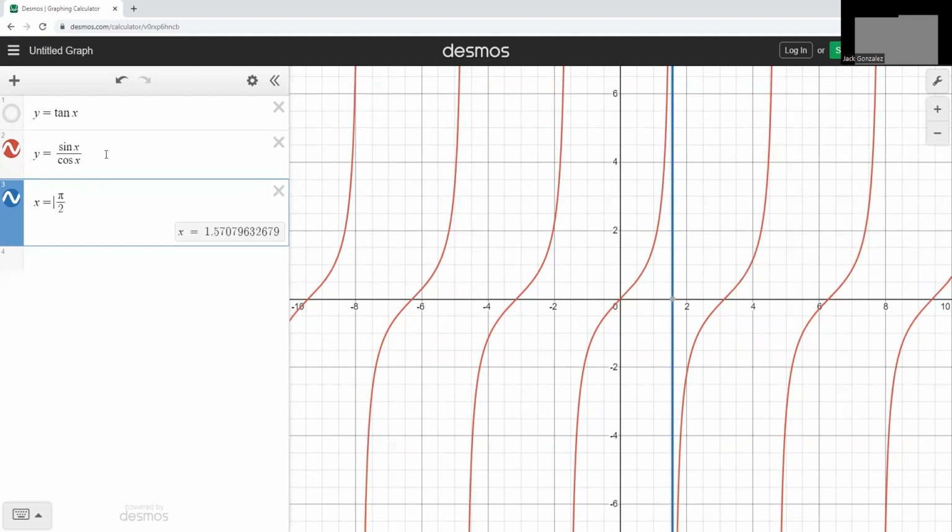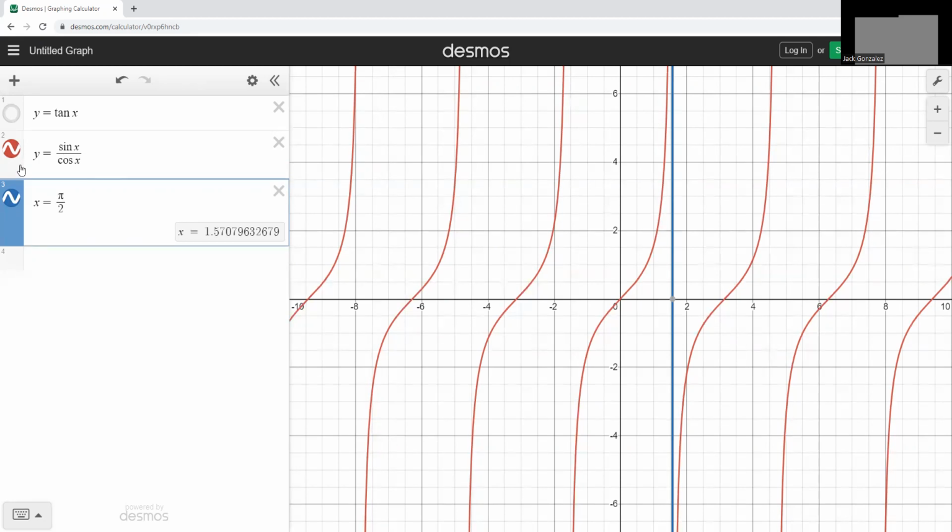So there's fiber 2. So we are approaching it, but never actually getting there. So every odd multiple that happens, it's undefined there. Okay. Anyway, the main thing I want you to know is what does tangent look like? What do sine and cosine look like?